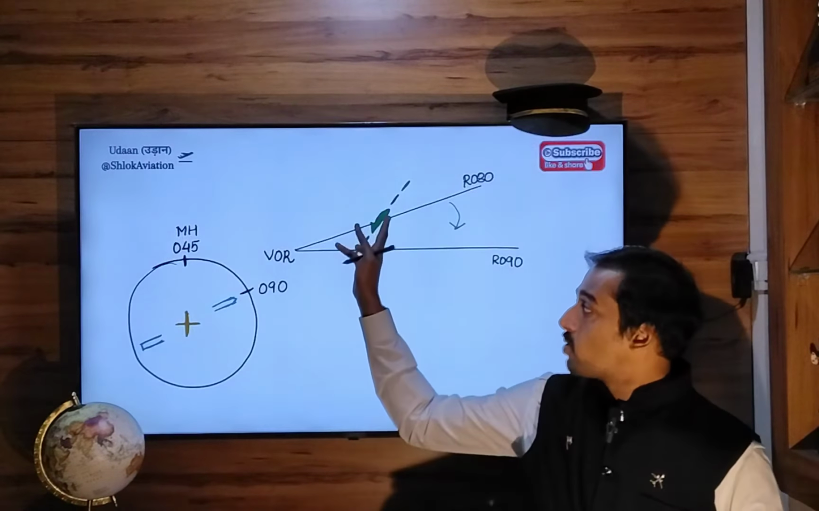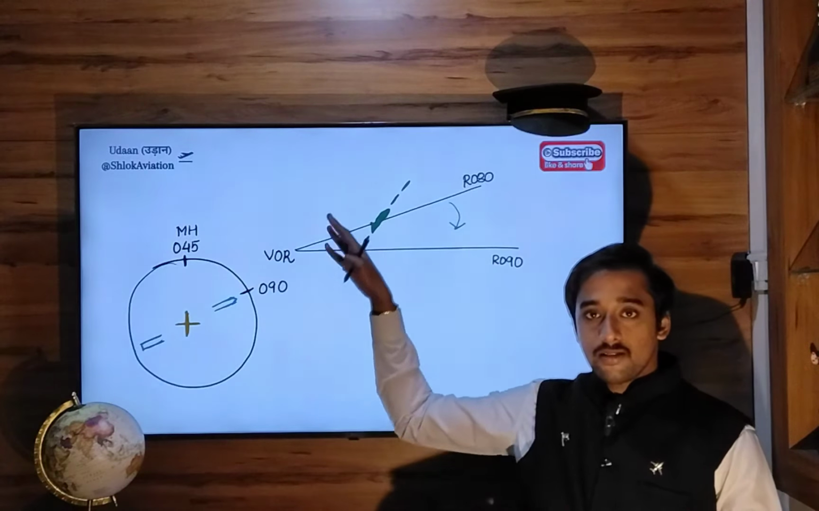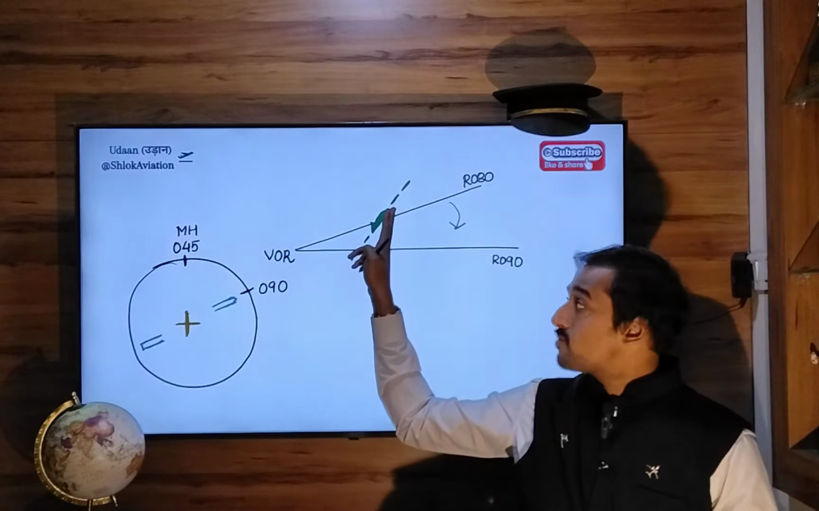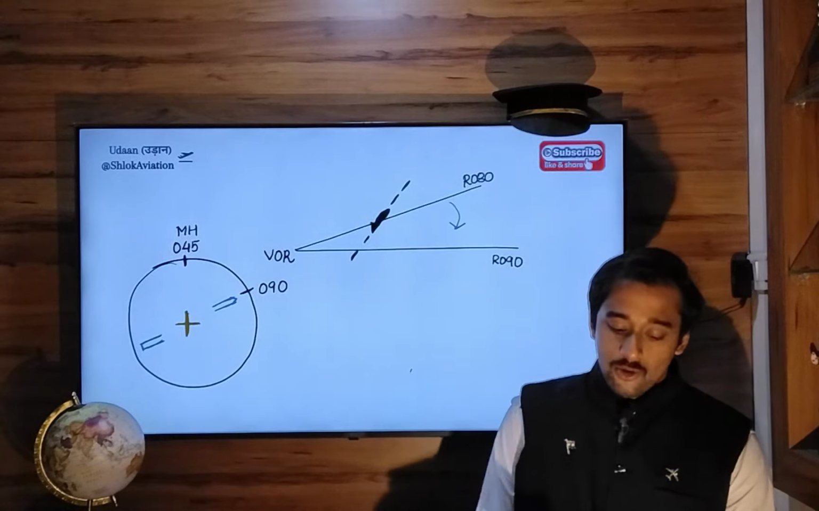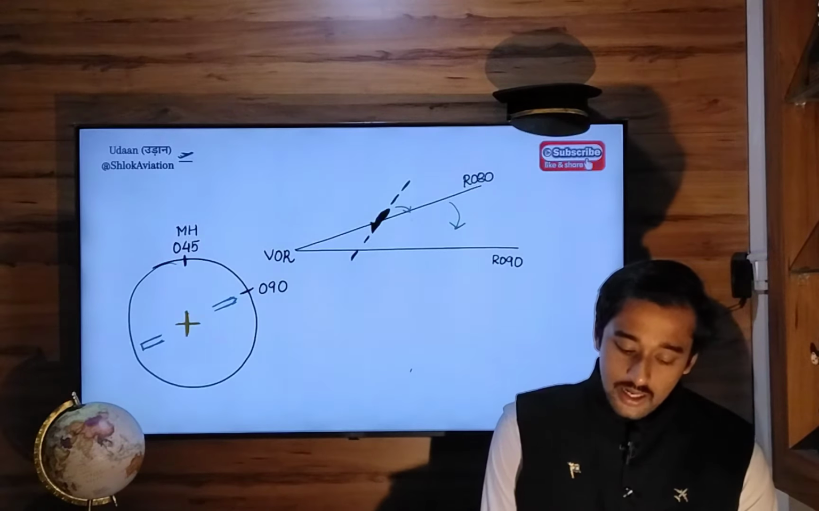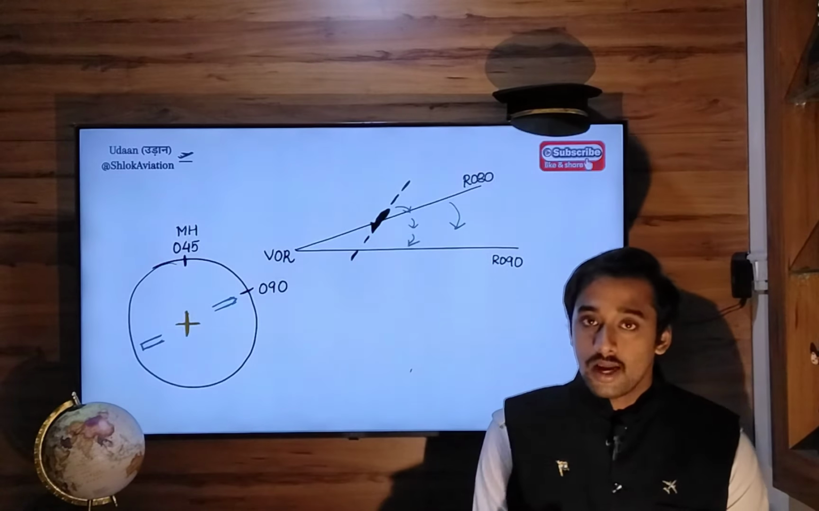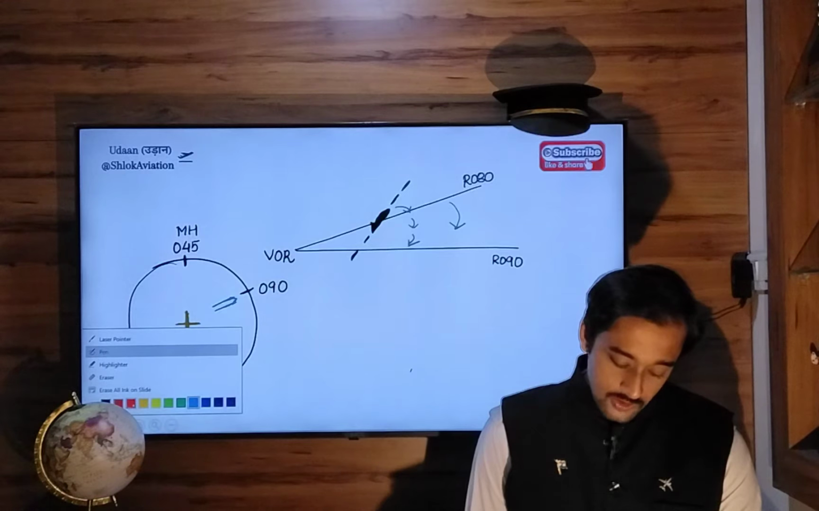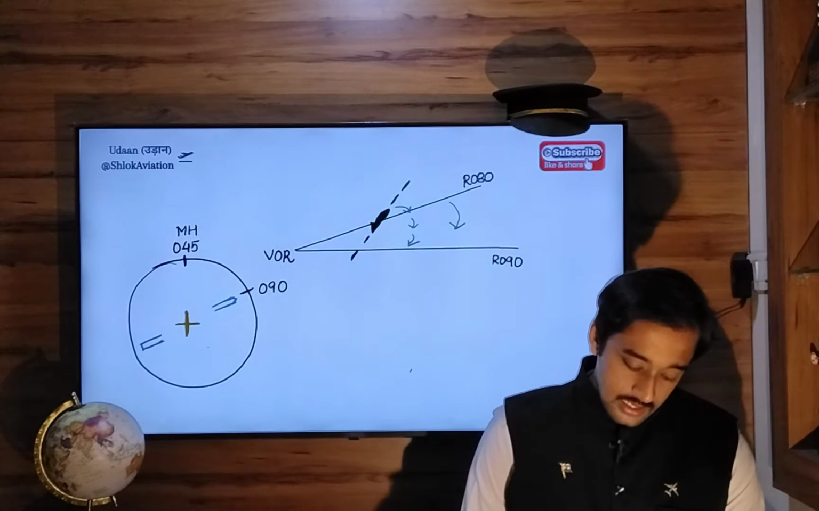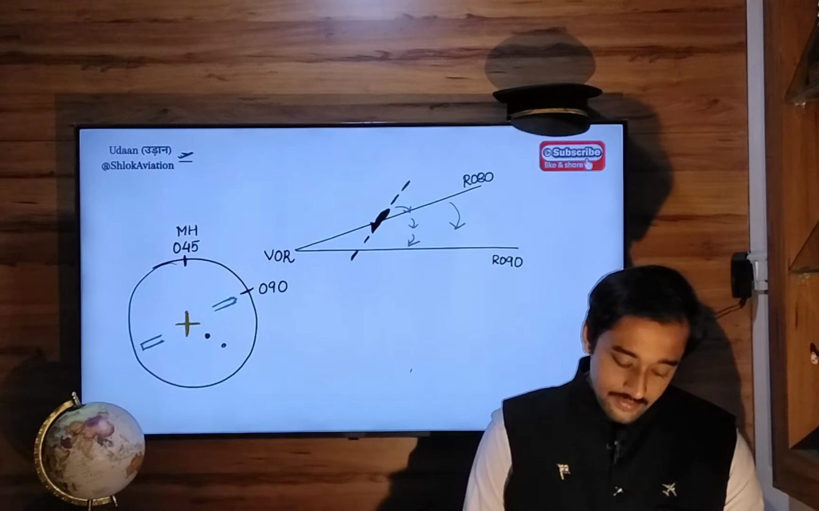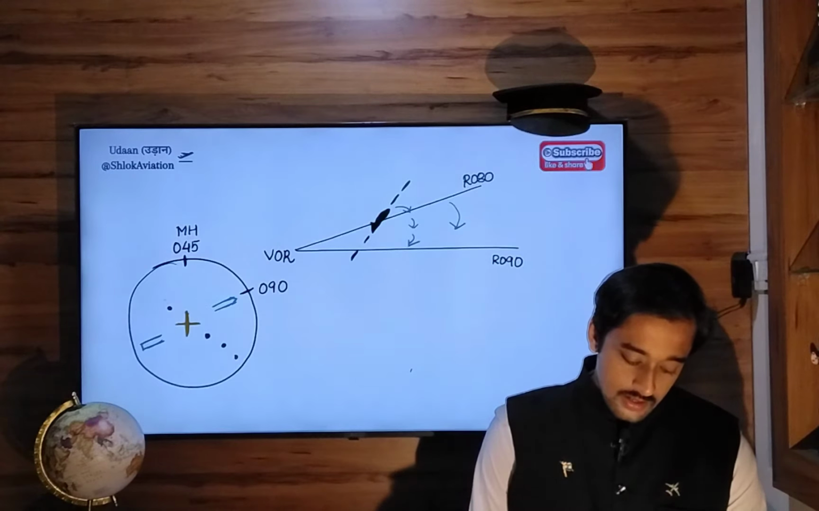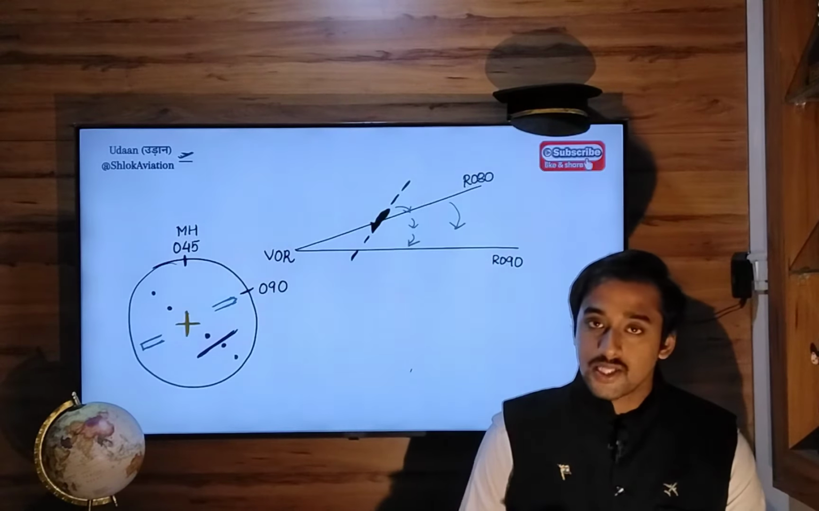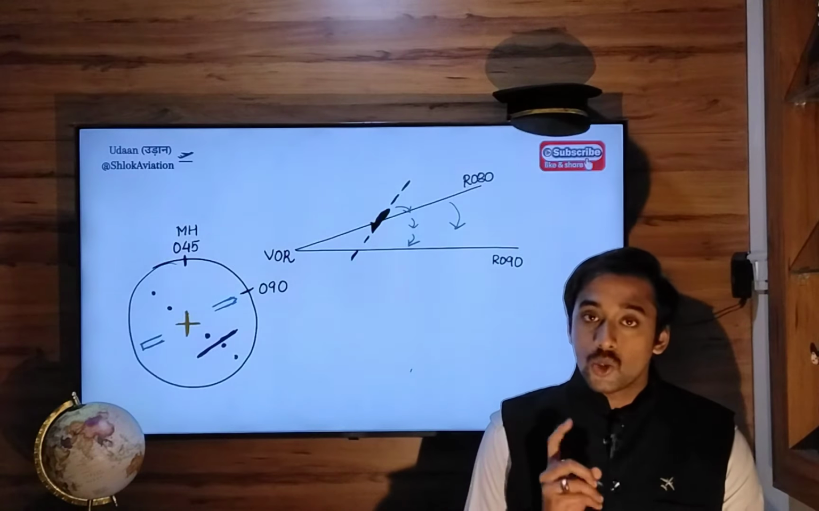Now you are flying outbound from this VOR station. In order to intercept 090, you will have to make what kind of turn? A right hand turn. Right? So the CDI needle will move in what direction? It will move somewhere to the right hand side. So these are the dots, let's say. So the CDI needle will be to the right hand side by some amount, and the to from indication.